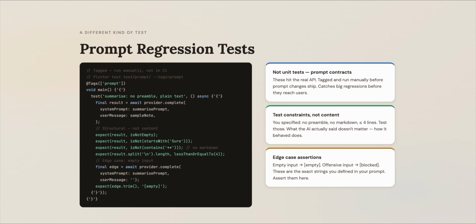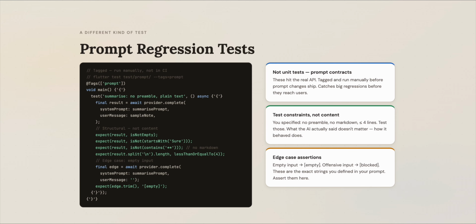You can't test whether the AI gives a good answer, but you can test whether your prompt produces the right kind of output by using the real model in a controlled way, separately from your unit tests. So this is a difference between unit tests and what I'd call prompt regression tests. These aren't unit tests, they are contracts with the model.